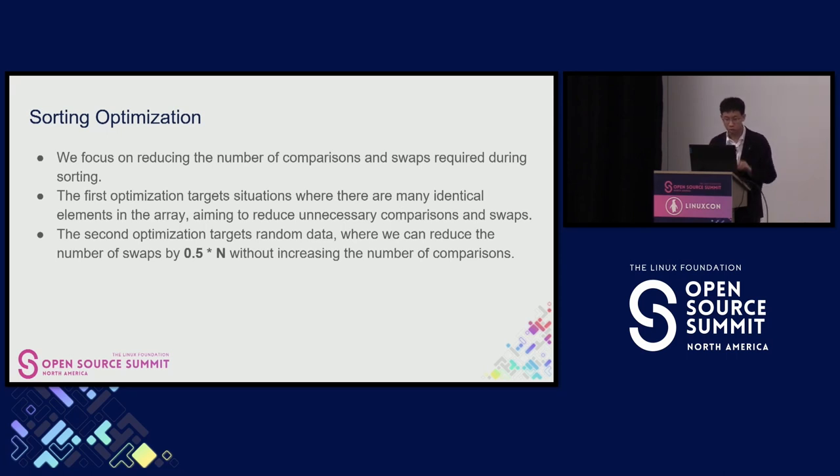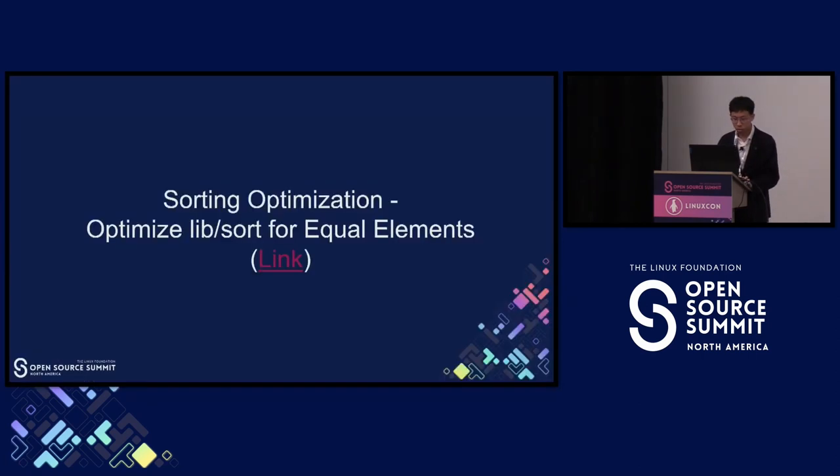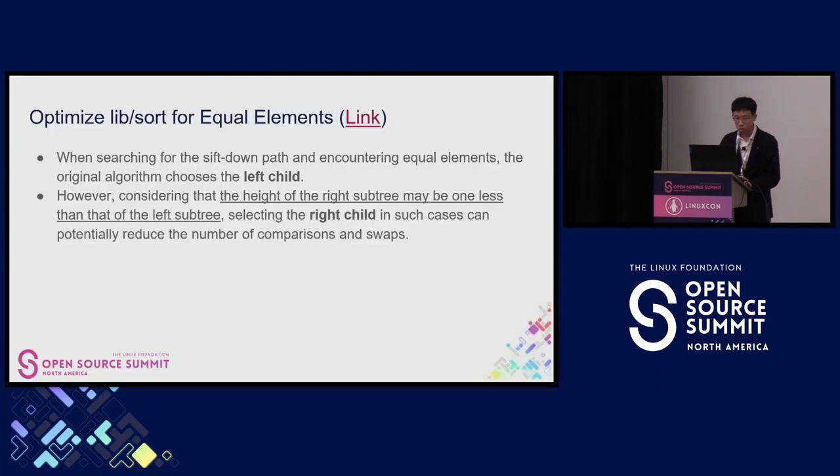For the heap sort algorithm in the Linux kernel, we focus on reducing the number of comparisons and swaps during the sorting phases. The first optimization targets the situation where we have a lot of identical elements in the array, and we can reduce some unnecessary comparisons and swaps. And the second optimization targets only random data, and we can reduce the number of swaps by 0.5 times, and also in the meantime keep the same number of comparisons. So let's look at the first one.